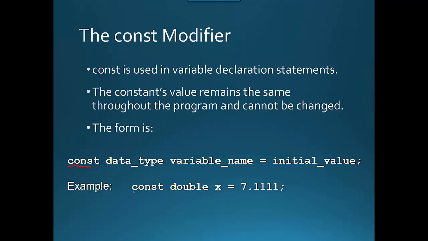So here's an example. We have the keyword constant. We're declaring this variable as a double. It's a constant variable. And once we do this assignment, 7.1111, x can never have another assignment operation. It will only ever be 7.1111.